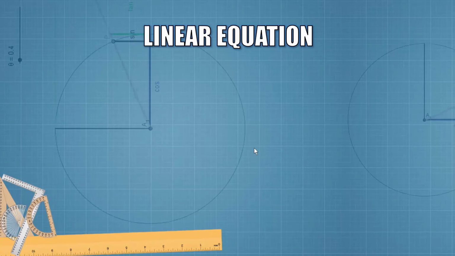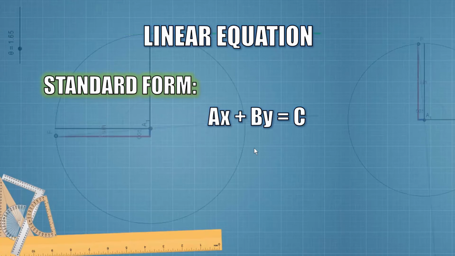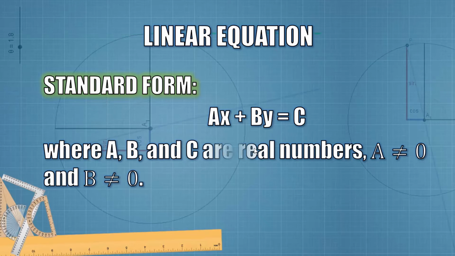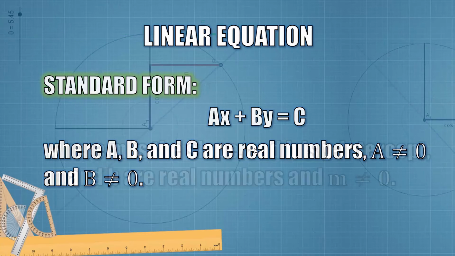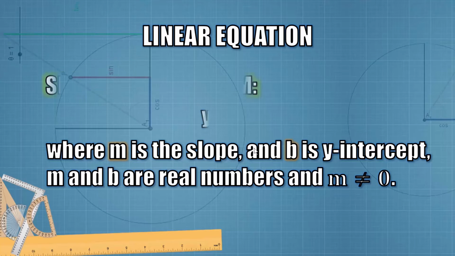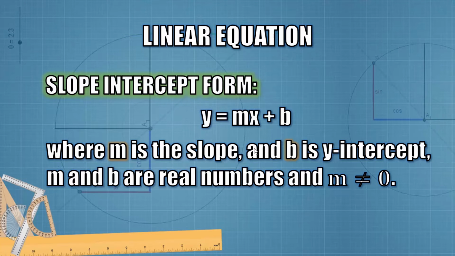To start with, let us define first linear equation. Linear equation in two variables is an equation in two variables which can be written into two forms. It can be written in standard form ax plus by equals c, where a, b, and c are real numbers and a is not equal to 0 and b is not equal to 0. It can also be written in slope-intercept form, y is equal to mx plus b, where m is the slope and b is the y-intercept. M and b are real numbers and m is not equal to 0.